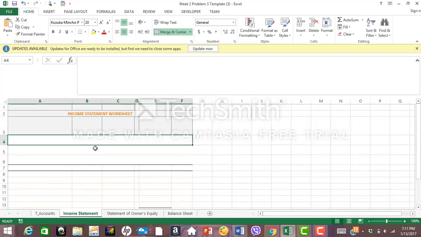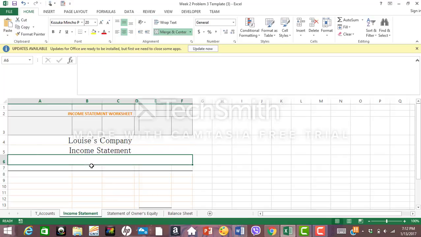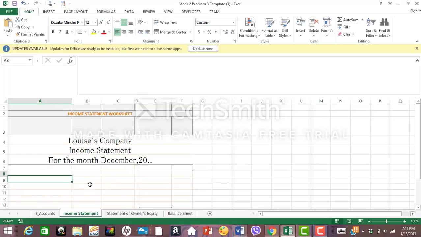Just so you know, I believe this is Louise's company, so that's what we're going to write as the name, company. And then the second line would be the actual financial statement, in this case the income statement. Finally, this would be for the month of December, and I'm assuming 2011 or 2013.